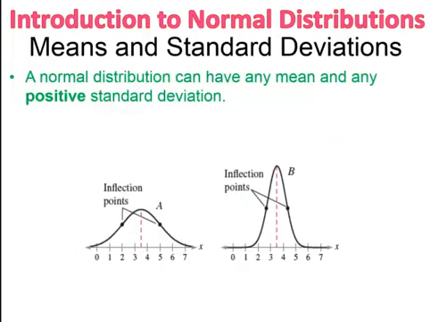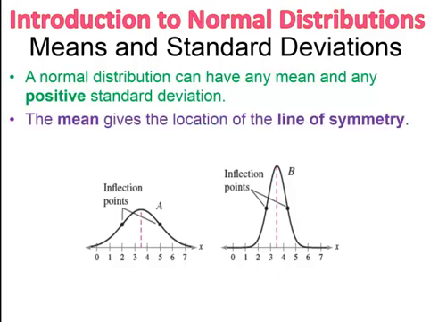When we're working with means and standard deviations, a normal distribution can have any mean and any positive standard deviation, as noted in this example. So we have two different pictures of a normal distribution, and the mean gives us the location of the line of symmetry. Remember, the mean will always be in the center of the curve. Both of these curves have the same mean of 3.5.